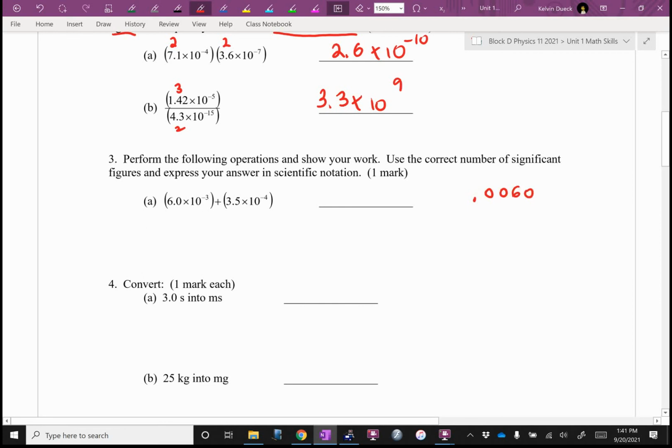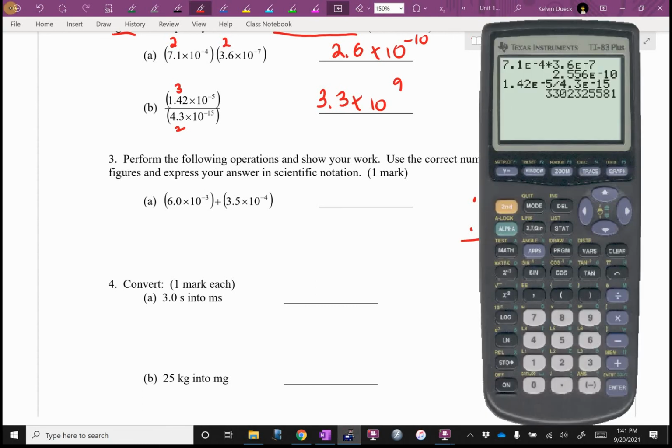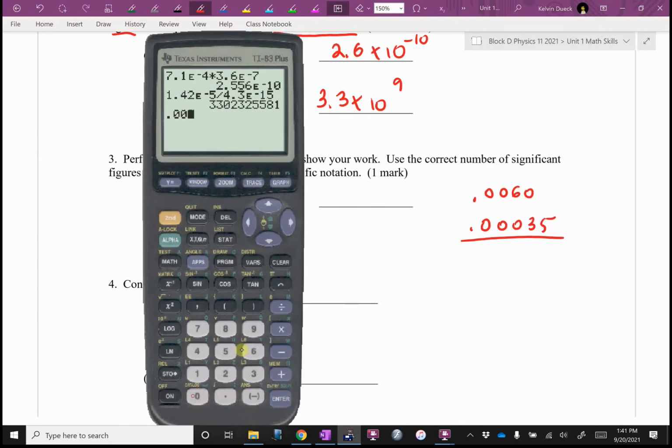0.0060, and I got to put the 0 there because they put the 0 there. It must be significant. And it's going to be 0.00035. So I'll add those together: 0.0060 plus 0.00035.